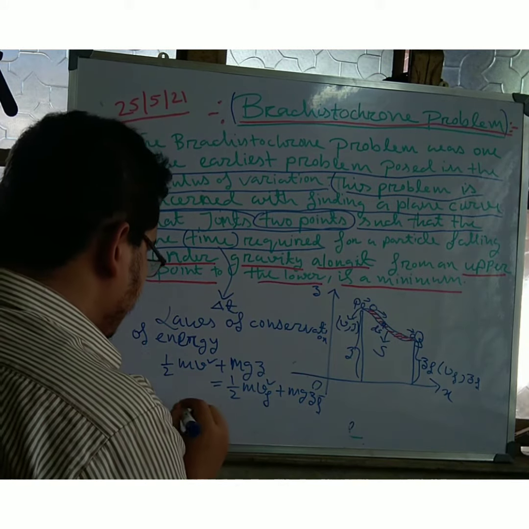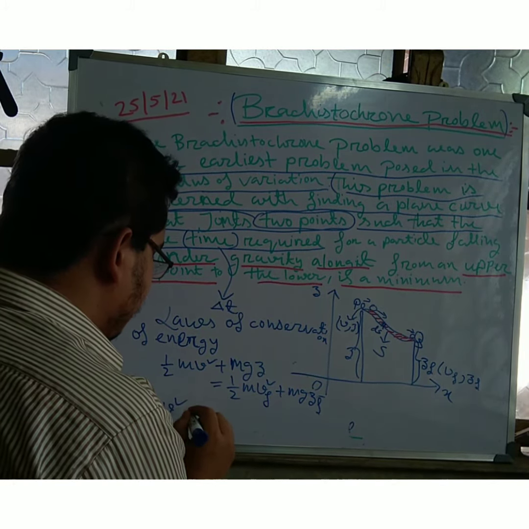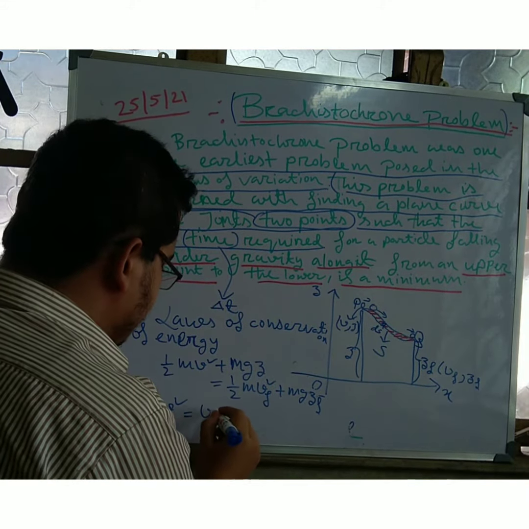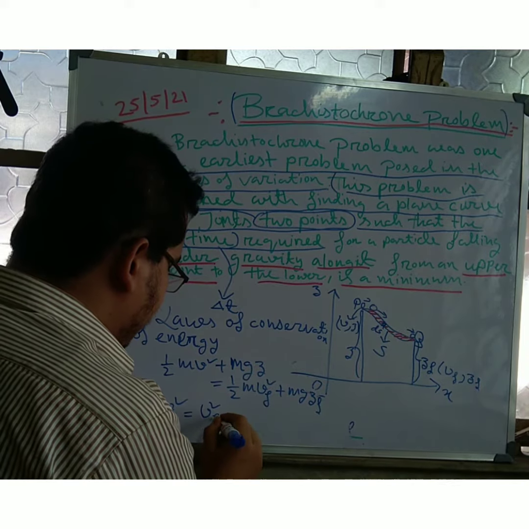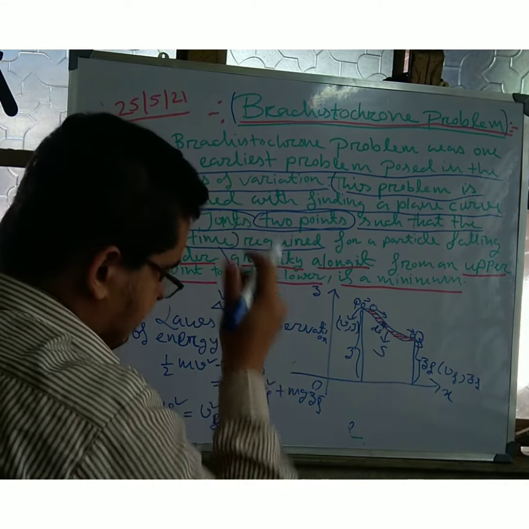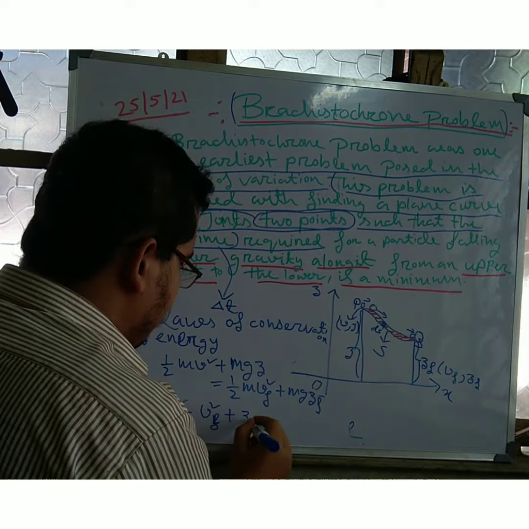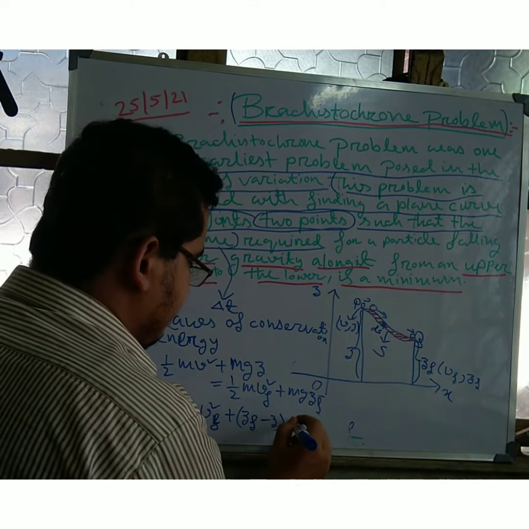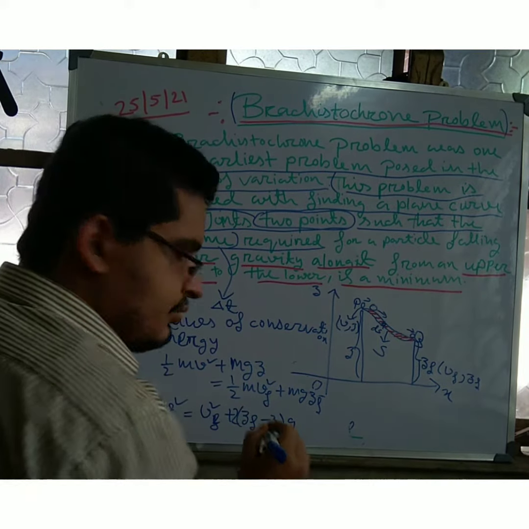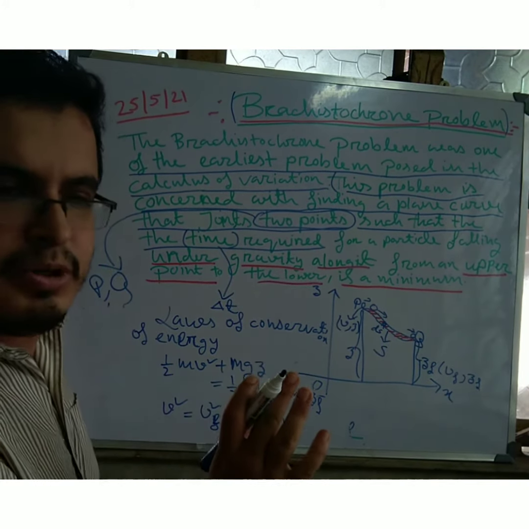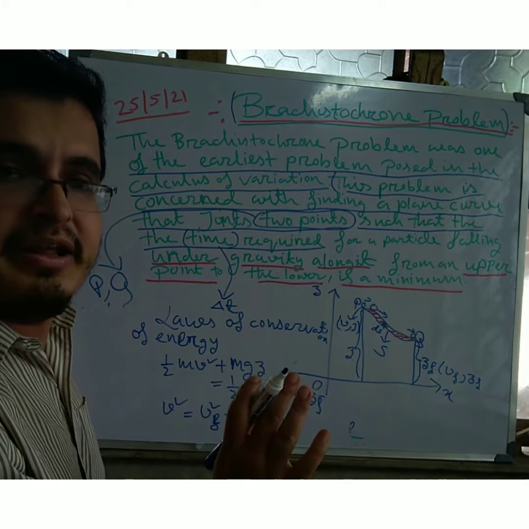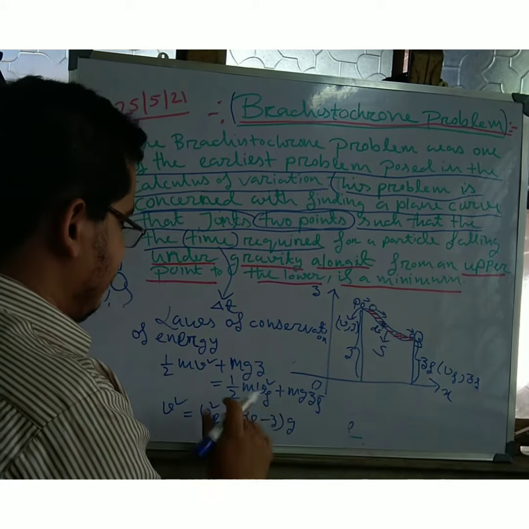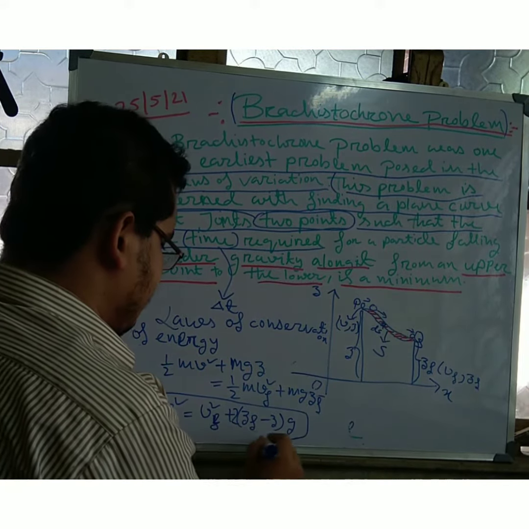So friends, you will see that v square is equal to v square F plus 2 ZF minus Z into g. So friends, I hope it is clear. v square F plus 2g into ZF minus Z. So friends, I get this equation.